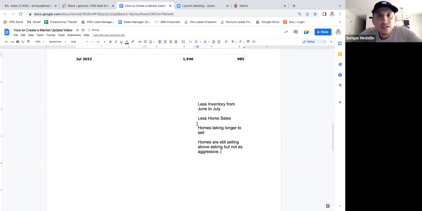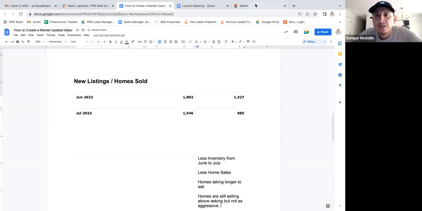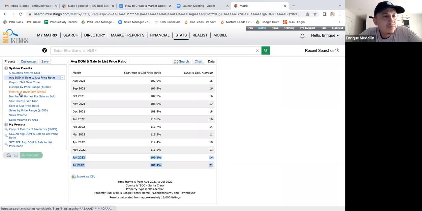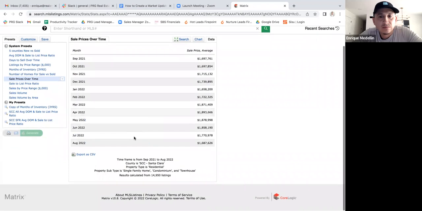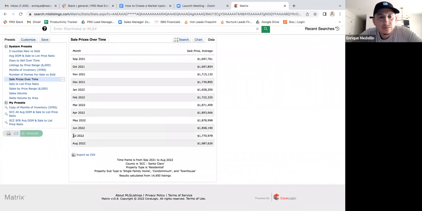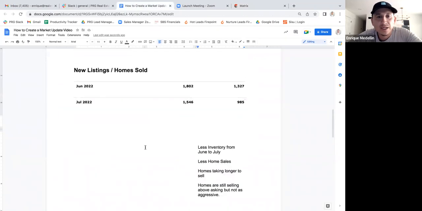We can look at prices too. That's another thing we can look at, because a lot of people think, well, our price is coming down. So if we go to sales prices over time, from June, July, and August, the prices have come down, right? They have come down, but this is the whole entire county. So each area might be a little different depending on what area you're looking at.